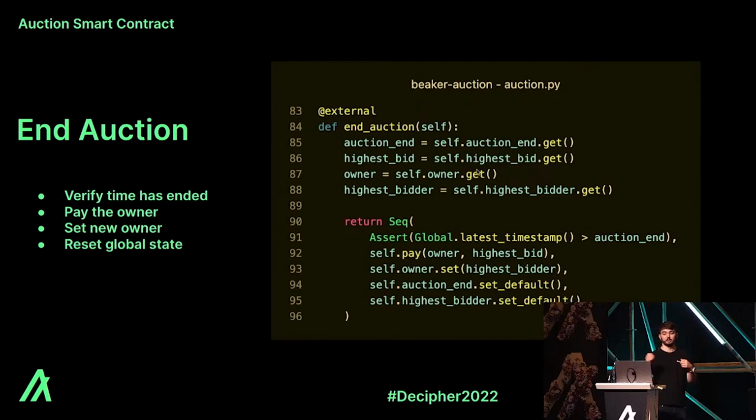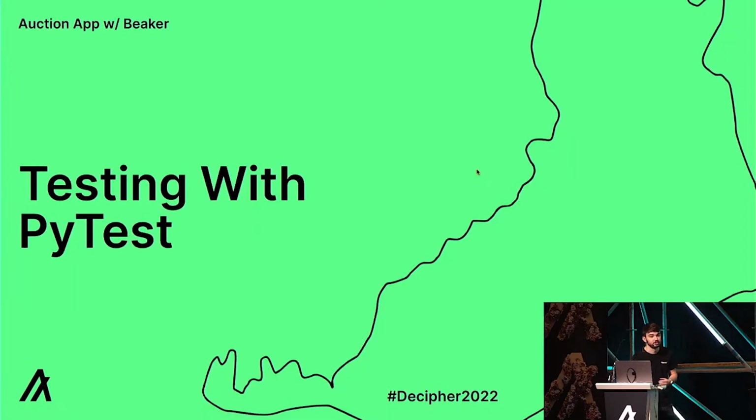We can set the auction end and highest bidder state values to their default values. So for auction end, this is just going to be 0, and for highest bidder, this is just going to be an empty string. And this is going to basically reinitialize the state to what it was when we first created it, except this time it's a new owner. So that was what the smart contract looks like.